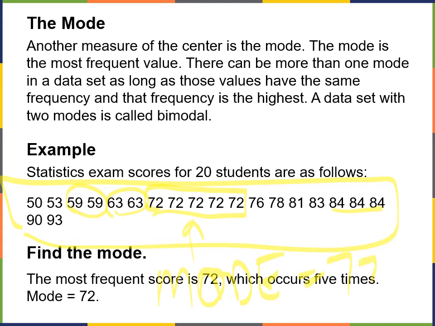would be 72. Okay? But if, say, 84 occurred 5 times, which is how many times 72 also occurred, we could have 2 modes. And it would be both 72 and 84. But in this case, there's only one.